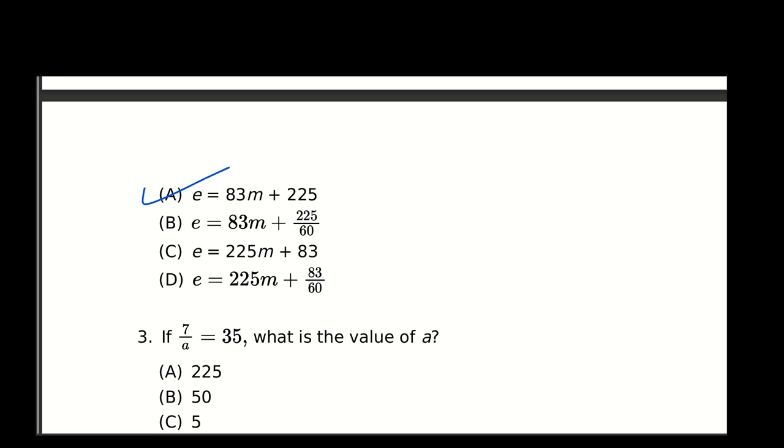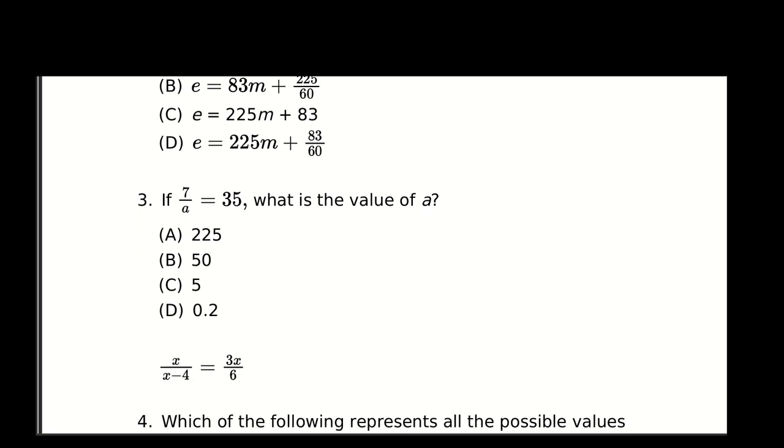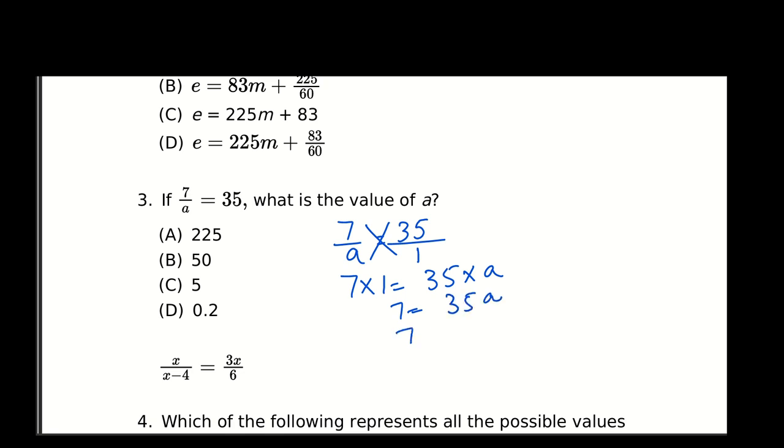Now let's move ahead with the third question, that is quite easy. If 7 upon A is equal to 35, what is the value of A? Here we are going to take the denominator as 1 and cross multiply the values. 7 equals 35A, where 35 is multiplied with A. 7 divided by 35 is equal to A, that would be 0.2. So here option D is correct.